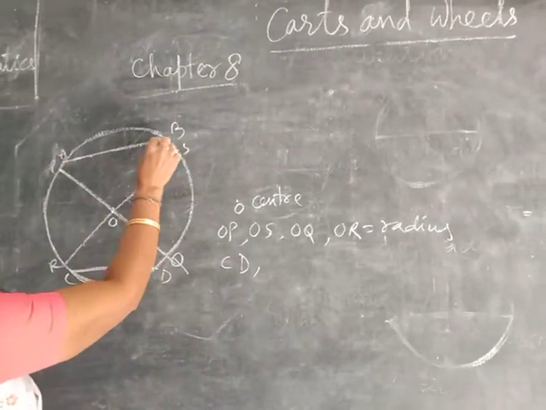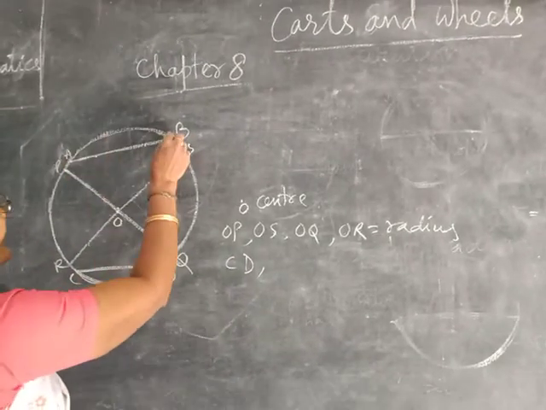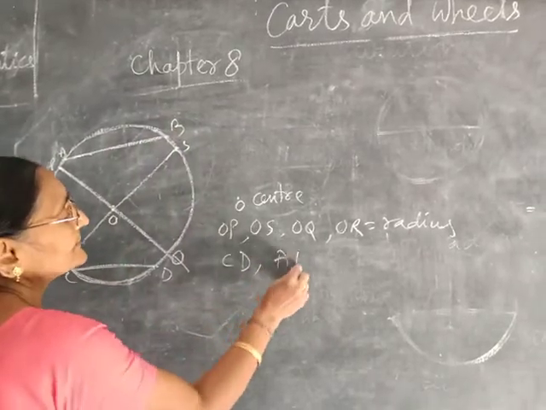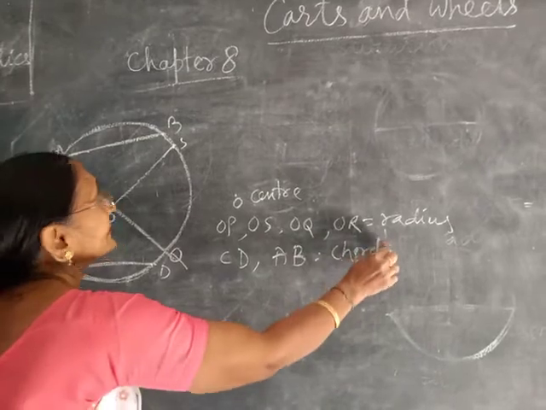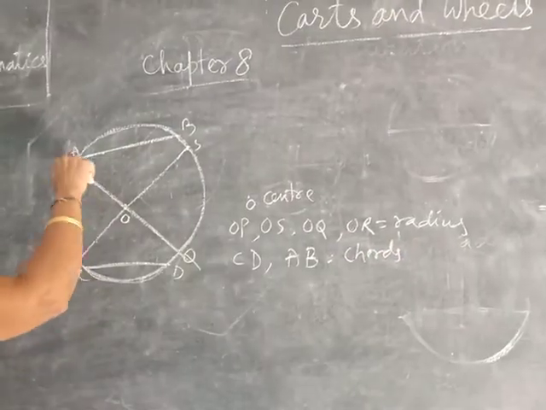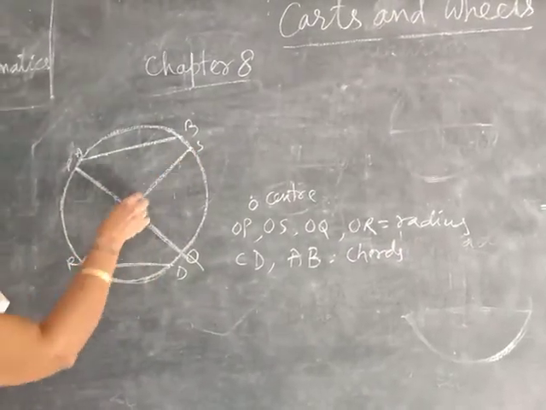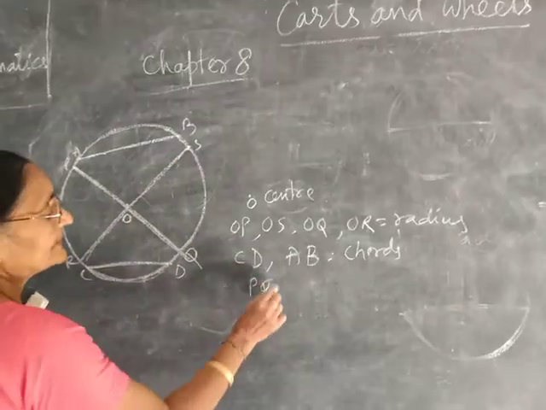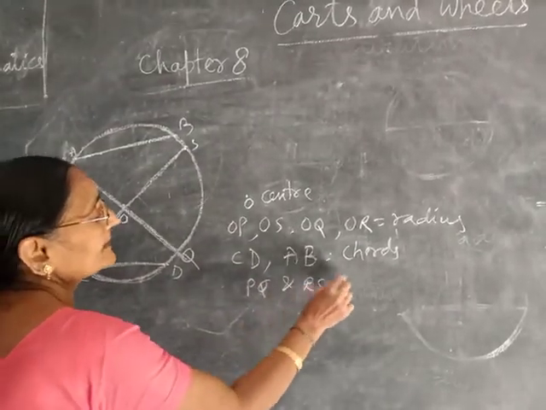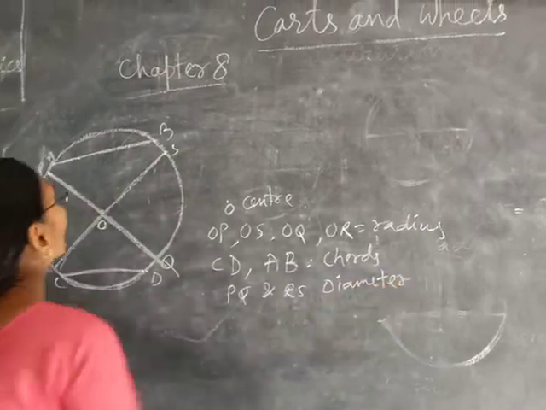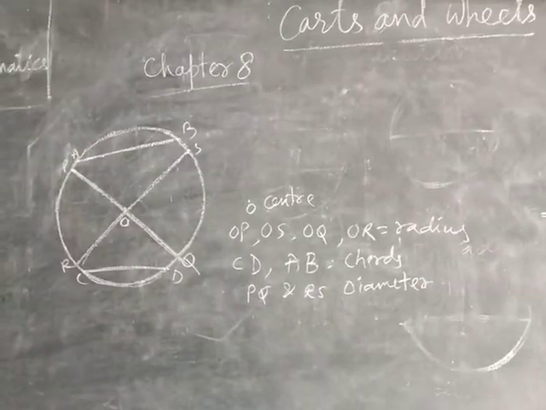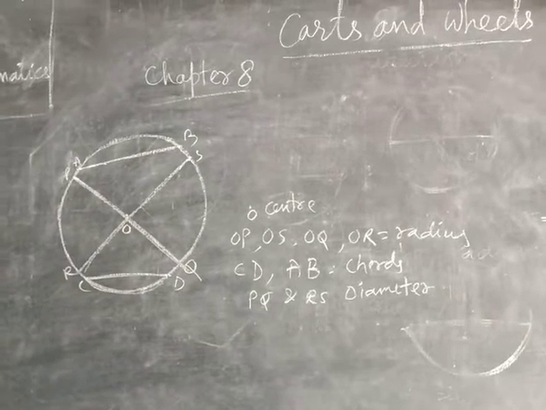Another is AB. It also has two points on the circle. So this is also a chord. Then the diameters are PQ and RS. PQ and RS are diameters. Do you understand this? What are these lines called? Center, radius, chords and diameters.